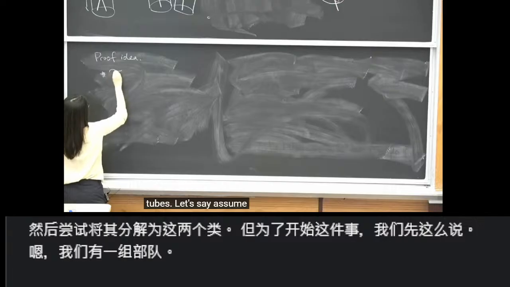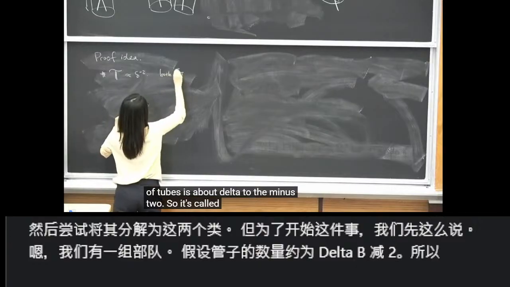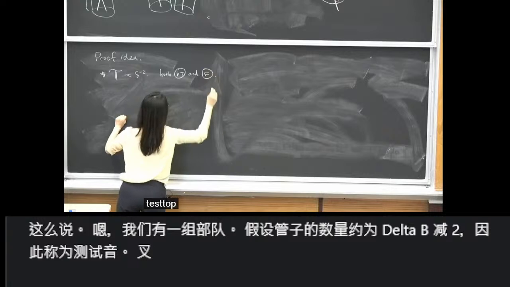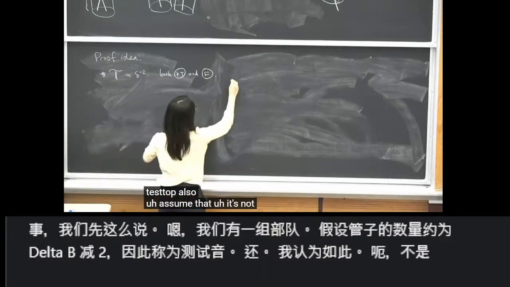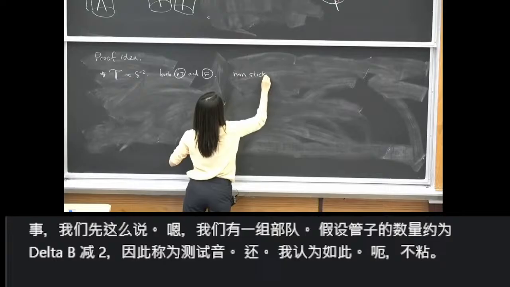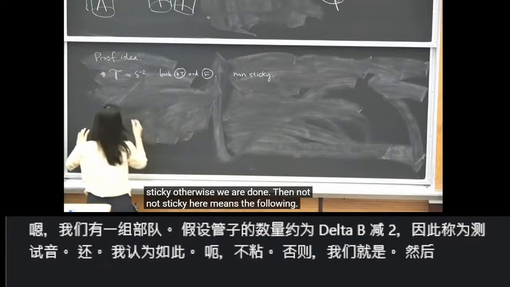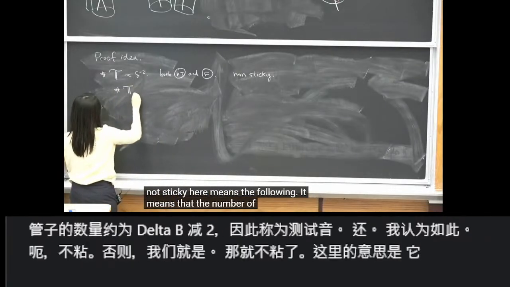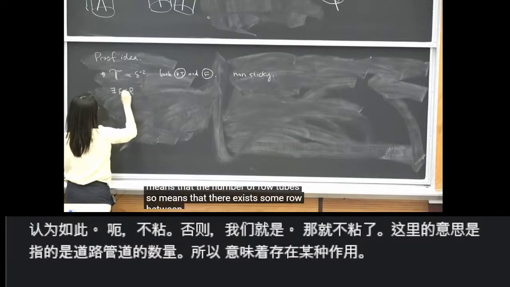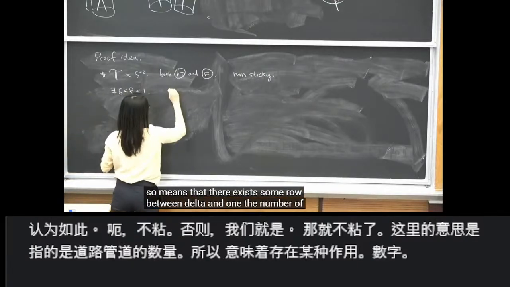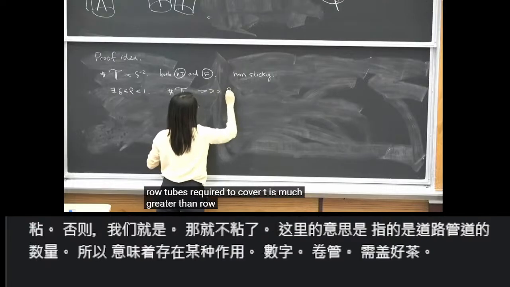Let's assume that the number of tubes is about delta to the minus 2, and so it's both Kakeya and Frostman. Also, assume that it's not sticky. Otherwise, we are done. Then not sticky here means the following: there exists some rho between delta and 1 such that the number of rho tubes required to cover T is much greater than rho to the minus 2.